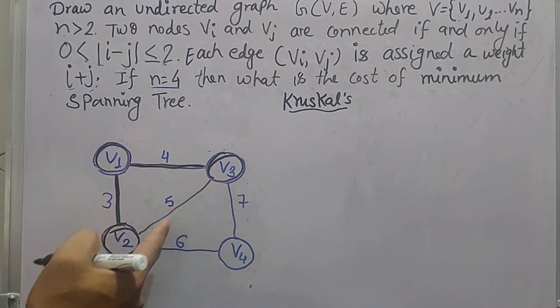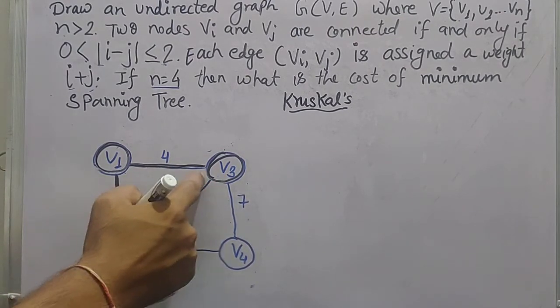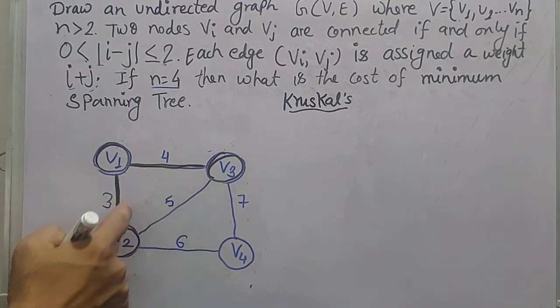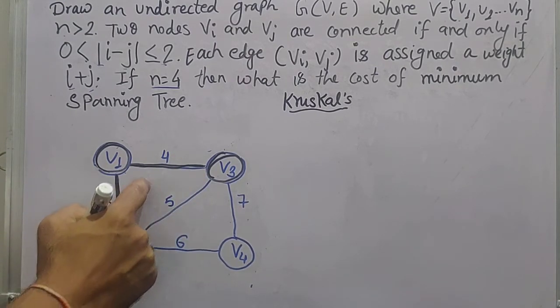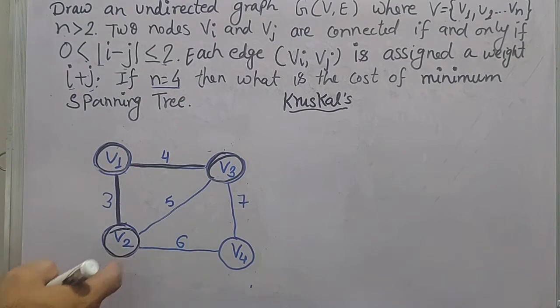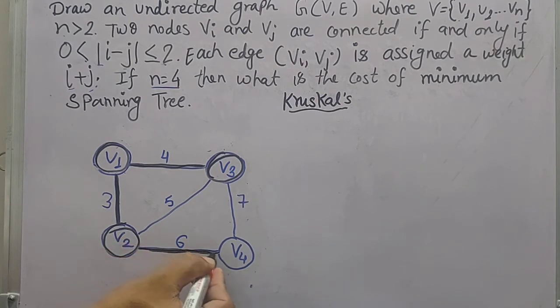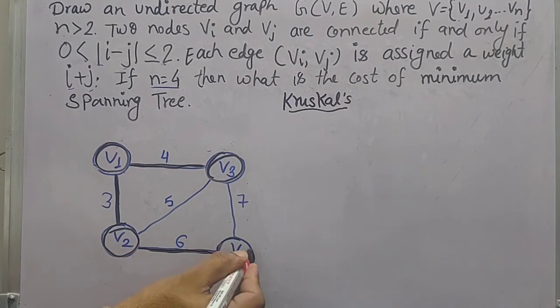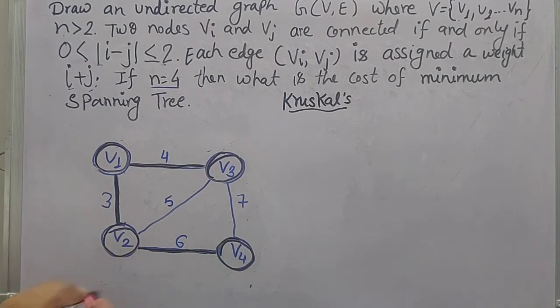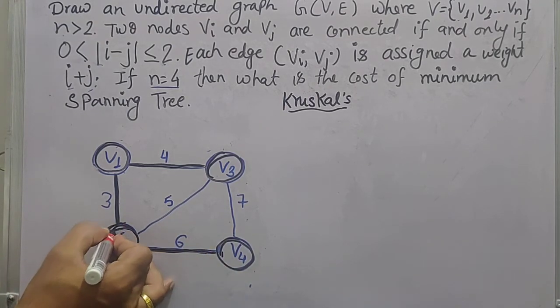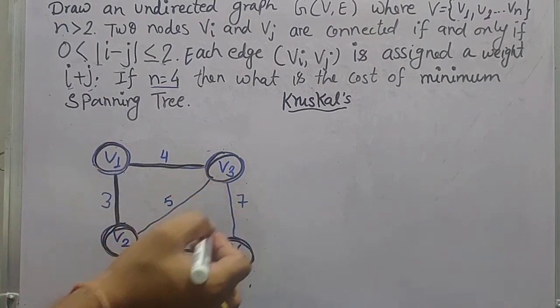I cannot select 5 because if I select it, it will make a cycle. Okay, so in a tree, no cycle should be there. So I cannot select 5 and the next minimum value is 6. So I can select it. After this one, I have processed all the nodes. Okay, so this will be my minimum spanning tree.